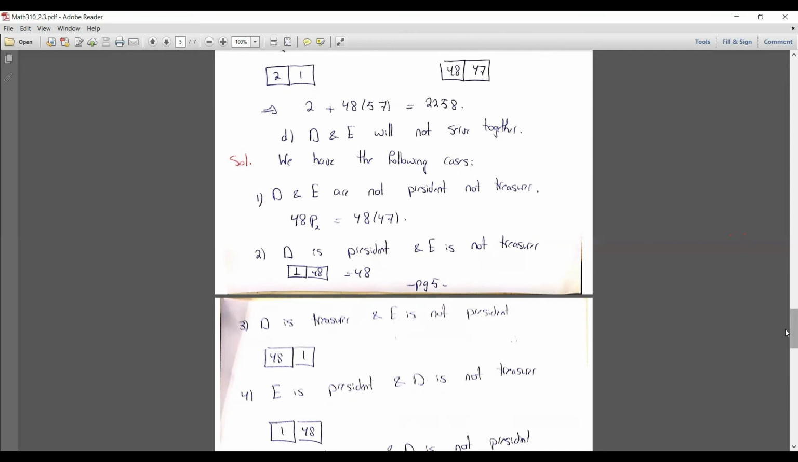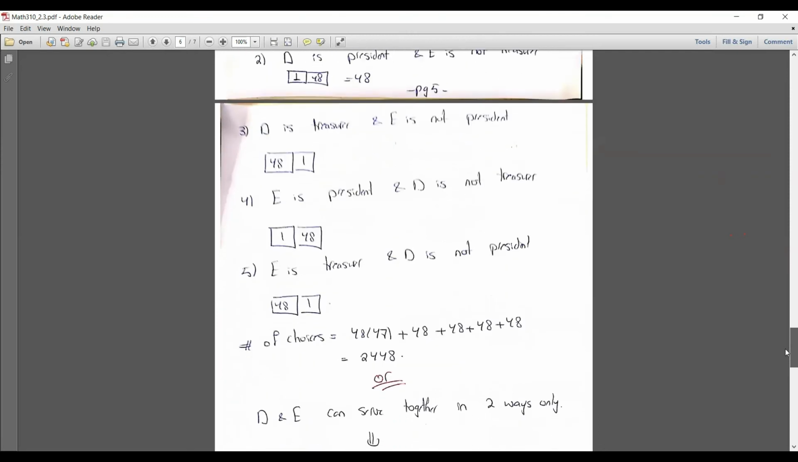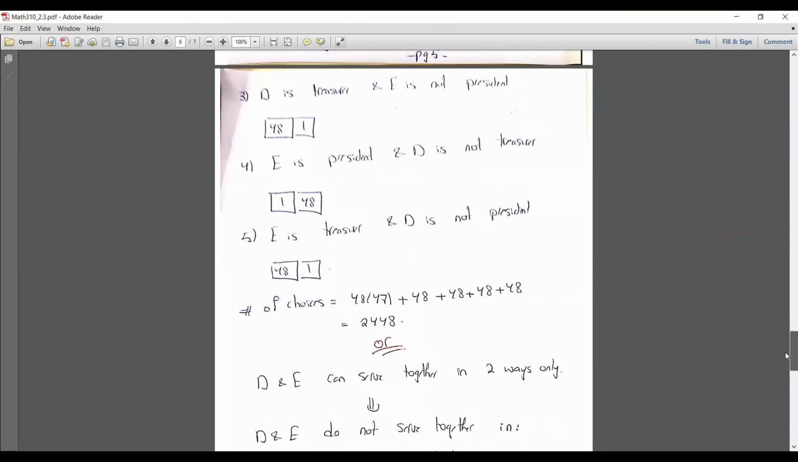Or E is a president and D is not treasurer. Or E is treasurer and D is not president. Also, we have 48 options. These are the only options that we have. We're going to add them up and get this one.